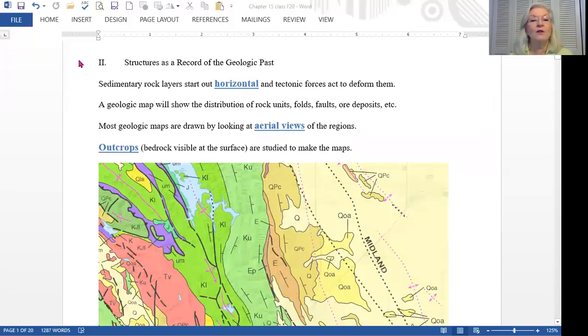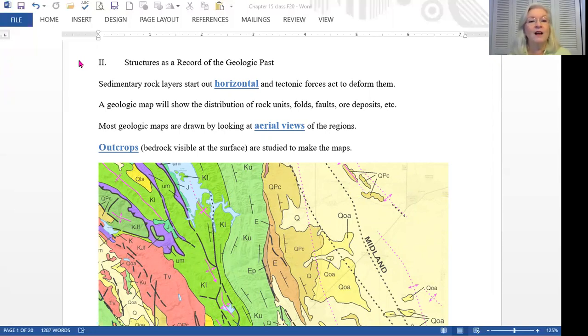So when we look at rocks, we study them oftentimes to learn something about the geologic past. Sedimentary rocks start out in horizontal layers, and tectonic forces push and pull them, and change them.